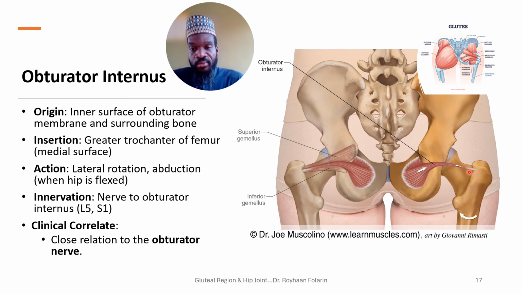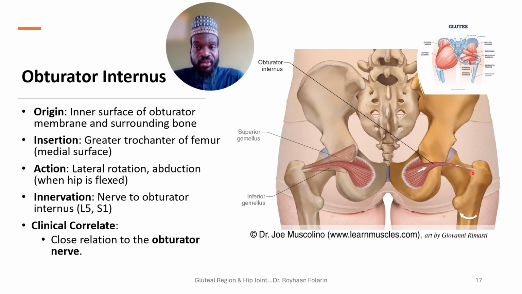So, if this muscle contracts, you can expect what? Movement of the greater trochanter posteriorwards, leading to what? Lateral rotation, and it also contributes to abduction of the thigh when the hip is flexed, such as when one is sitting and you want to open the legs. The muscle is innervated by the nerve to the obturator internus, which is contributed to by L5 and S1 spinal nerves.